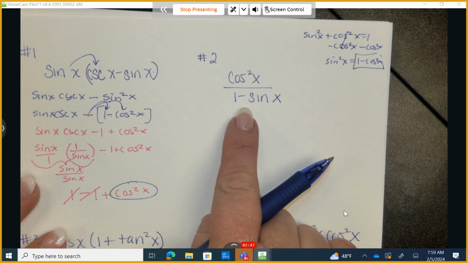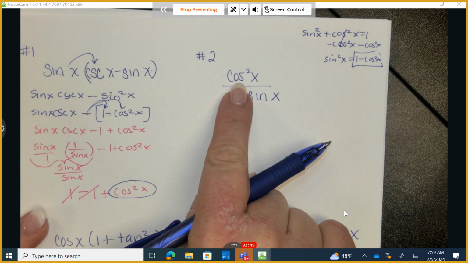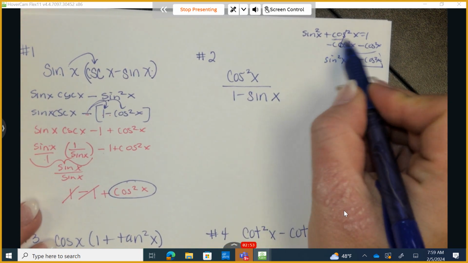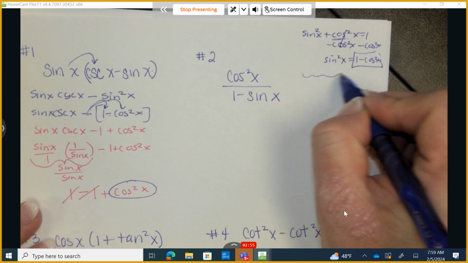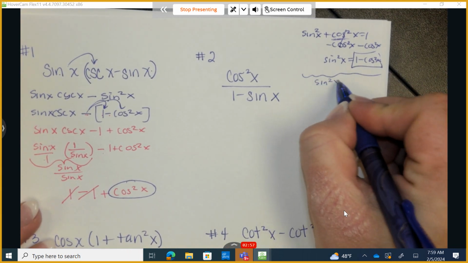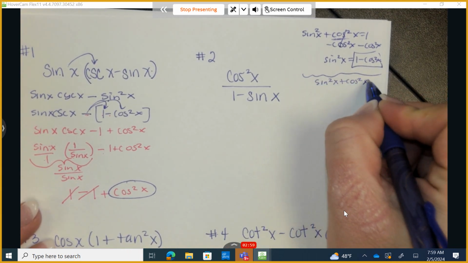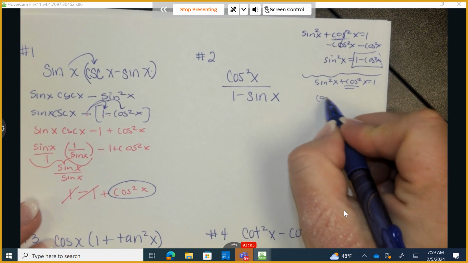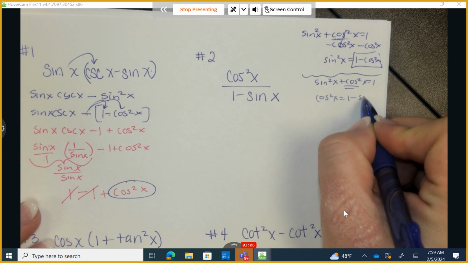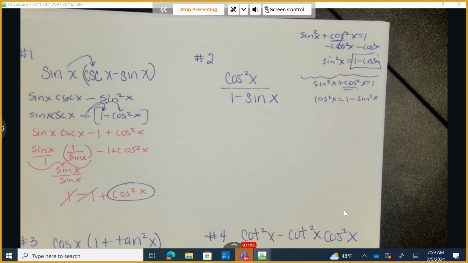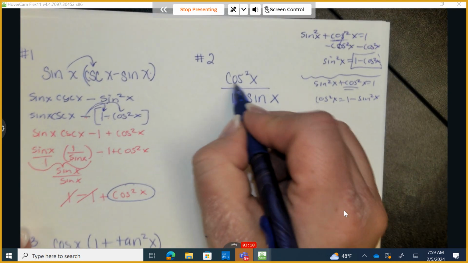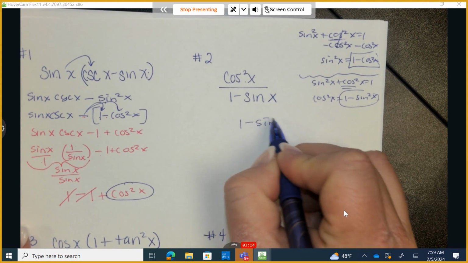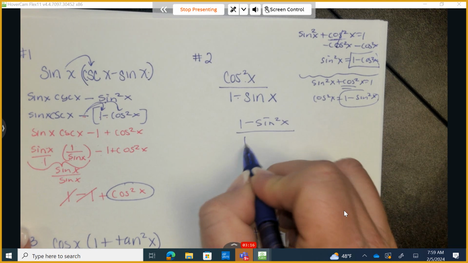Okay, what can I do here? Well, I know that if I want to isolate cosine squared, starting from sine squared x plus cosine squared x equals 1, I'd move sine squared to the opposite side: 1 minus sine squared x. Make sure you're writing every step down that I am. So now on top, I'm going to replace that with 1 minus sine squared x over 1 minus sine of x.